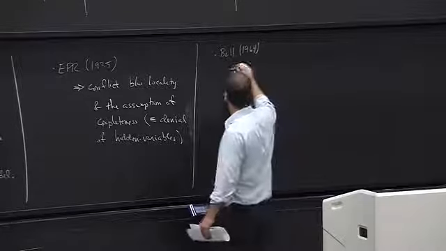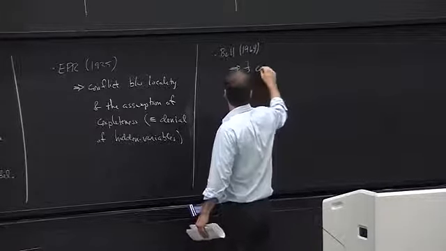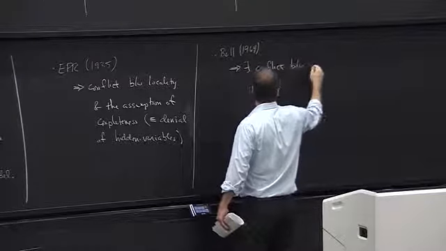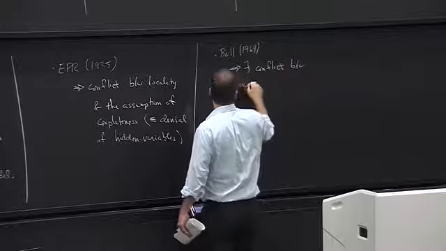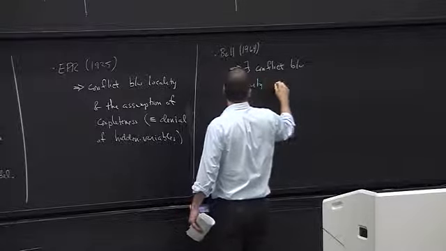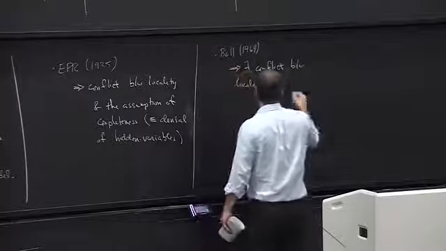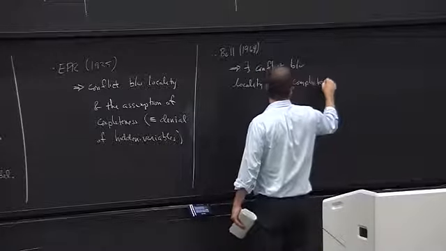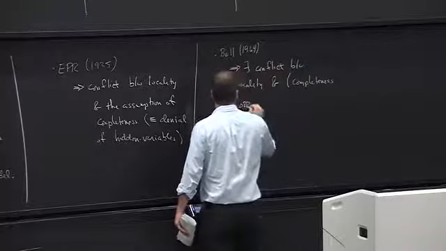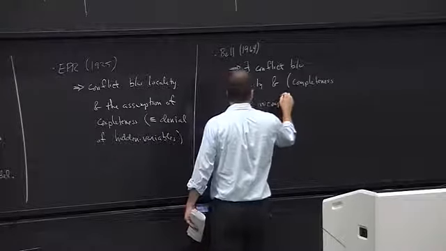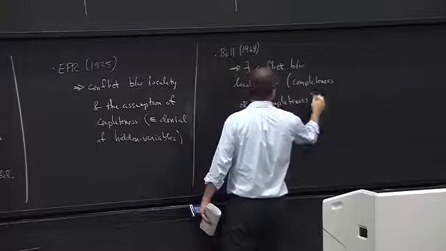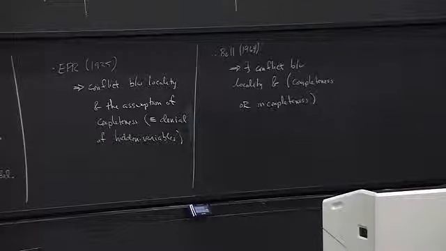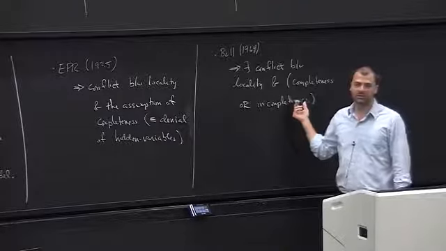He showed that there exists a conflict between locality and the conjunction of completeness or incompleteness. Okay, what do I mean by this? Bell said, well, let's assume there are hidden variables. Then he said, well, then there's still a conflict with the assumption of locality.